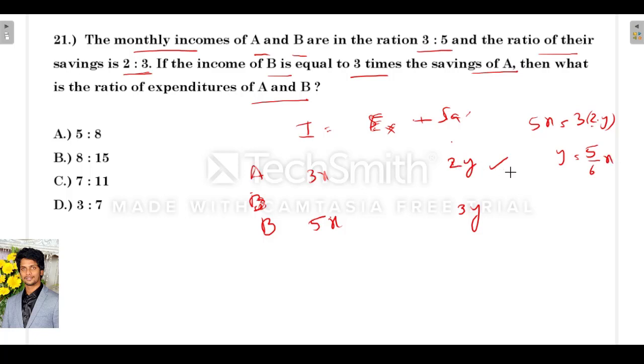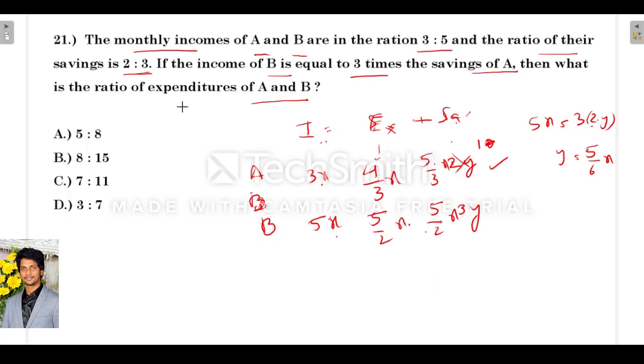So let us substitute y as 5 by 6x. So 2y means 5 by 3x, so saving of A is 5 by 3x, and here 3y means saving of B is 5 by 2x. So we know income is expenditure plus saving. So expenditure is income minus saving, right? So 3x minus 5 by 3x will be his expenditure. So his expenditure will be 4 by 3x here. Here 5x minus 5 by 2x is 5 by 2x.